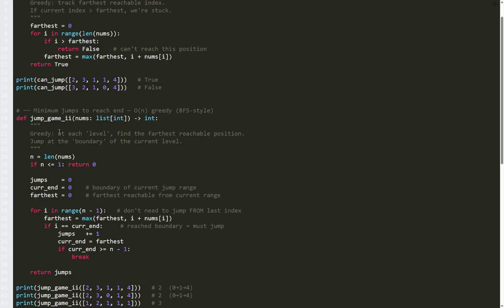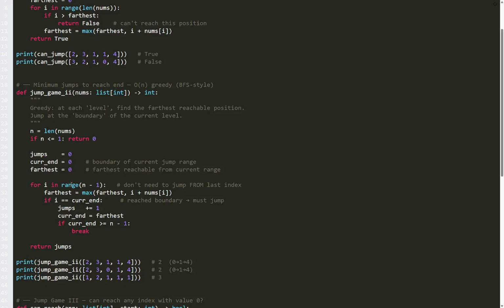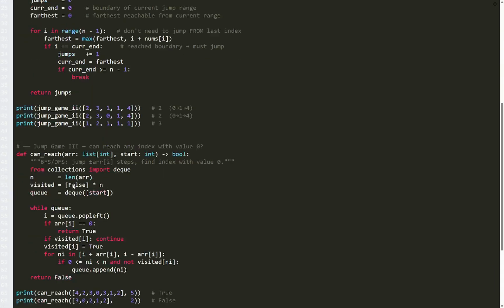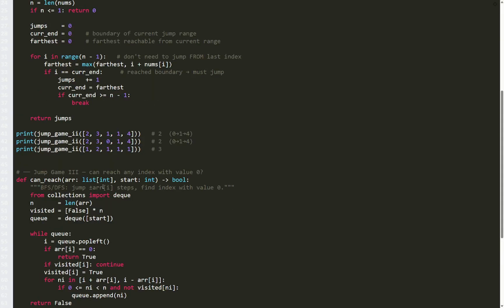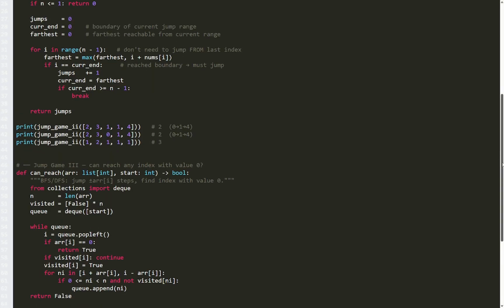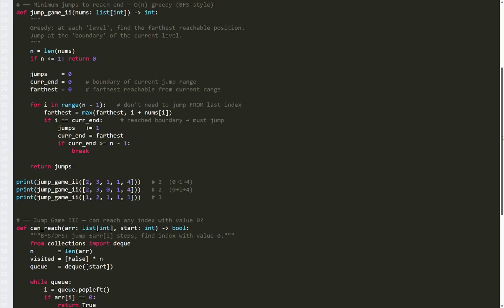Jump game 2, minimum number of jumps to reach the end. The greedy insight is to think of this as implicit BFS. Each level corresponds to all positions reachable in a given number of jumps. Track cur_end, the farthest position reachable in the current number of jumps, and farthest, the farthest reachable from anywhere within this level. When index i reaches cur_end, we must jump, increment jump count, and set cur_end to farthest.